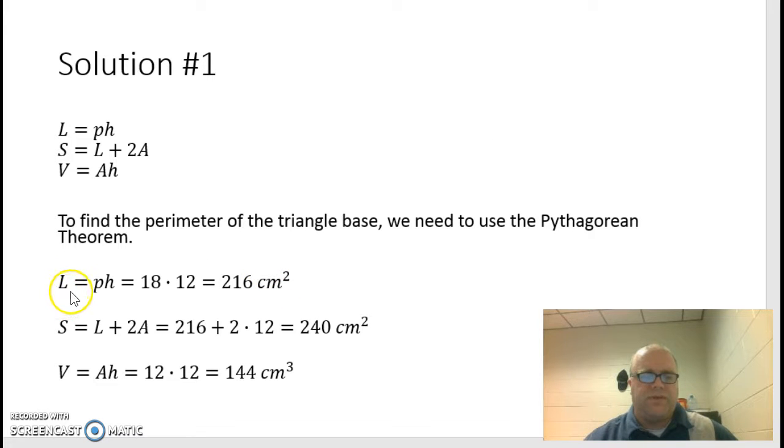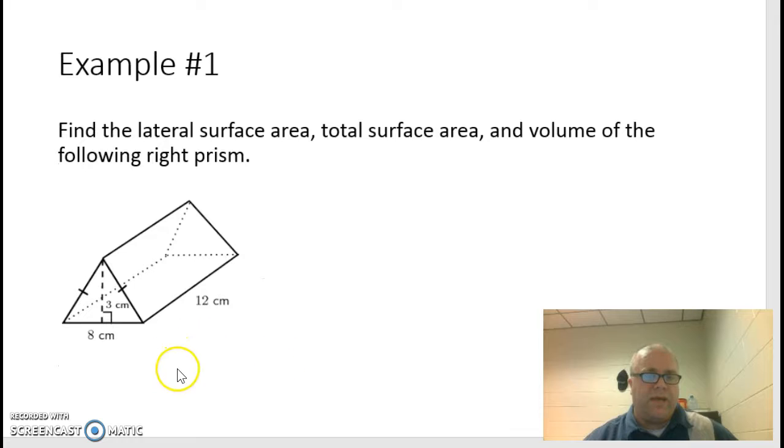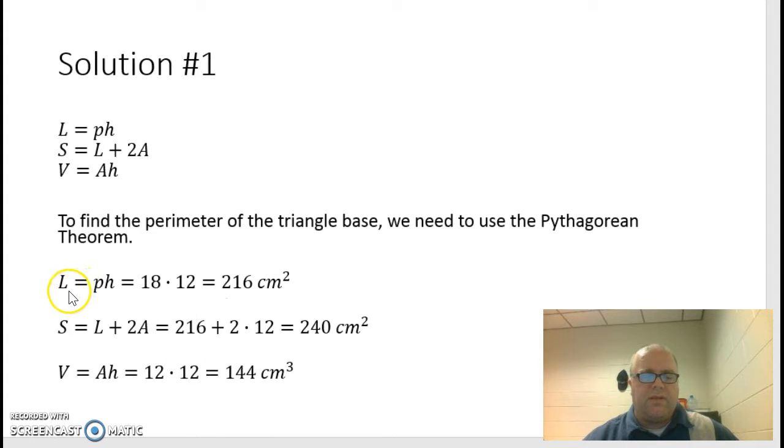Alright, so let's move on to the formula here. First of all, we have the lateral surface area, which is the perimeter of the base times the altitude, or the height. Now remember, going back here, the height is always that distance that's perpendicular to our base. So we see that this distance here meets this base here at a 90-degree angle, so 12 is going to be our altitude or our height. So the lateral surface area is the perimeter, which we already found using the Pythagorean theorem was 18, times the height, which is 12, which comes out to 216 centimeters squared.